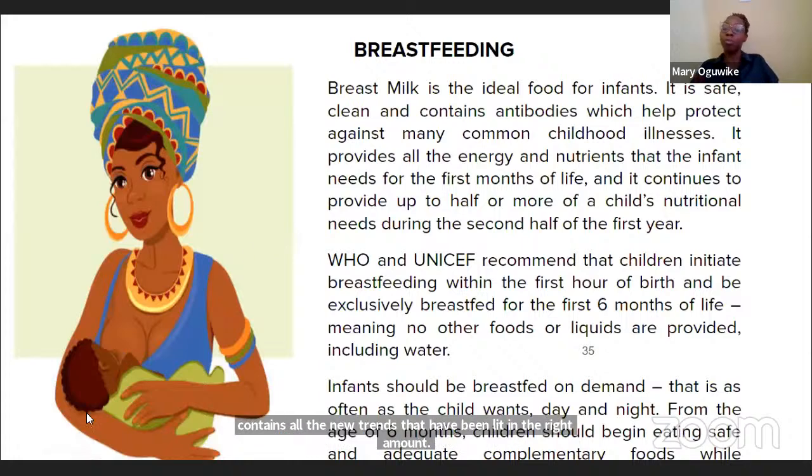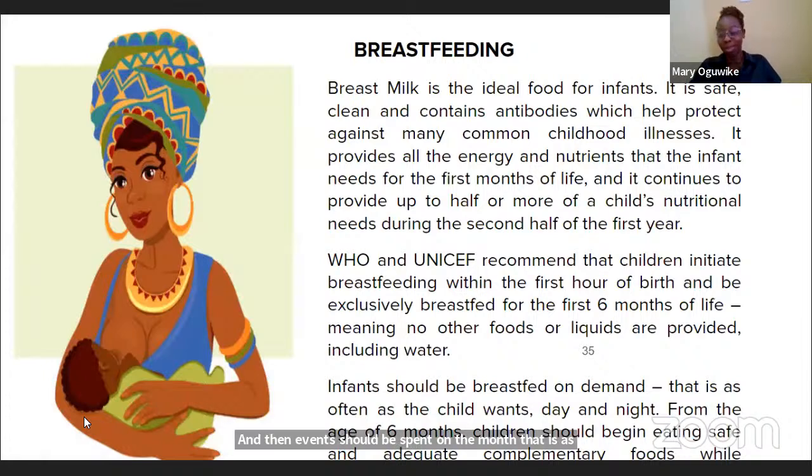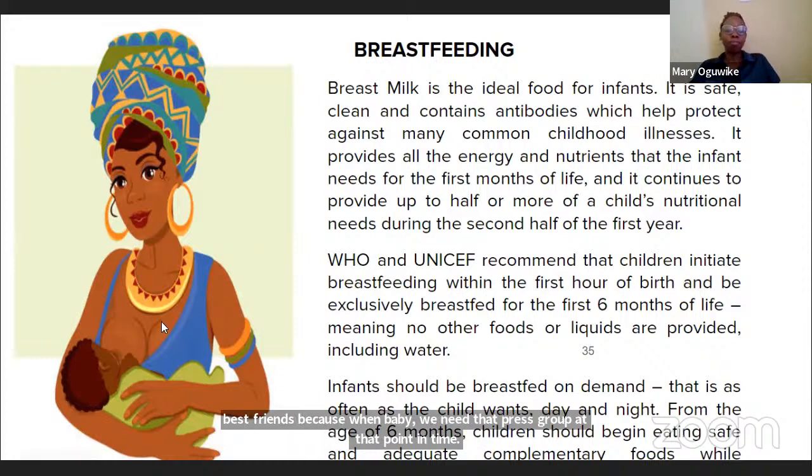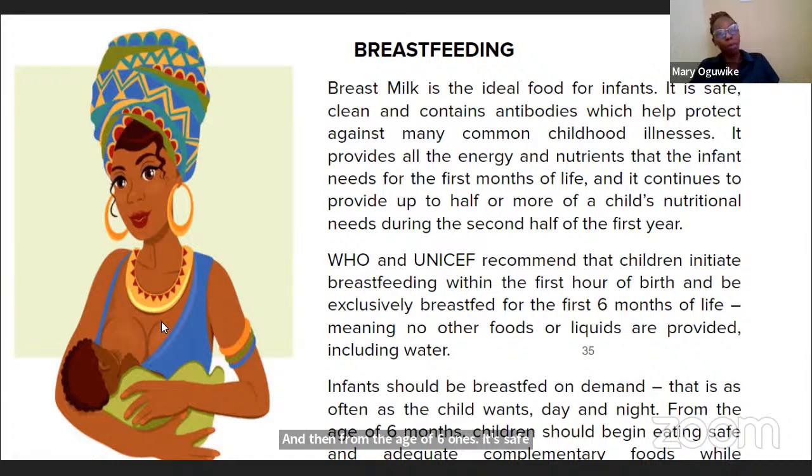And then infants should be breastfed on demand. That is as often as the child wants, even if it's by 2 a.m. that your child wants to breastfeed. You have to wake up and breastfeed the baby, because the baby needs that breast milk at that point in time. And then from the age of 6 months, the children can also begin to eat safe food, which we call complementary feeding. So from 6 months and above, you continue breastfeeding your baby while also including food from other sources, from external sources. Next slide, please.